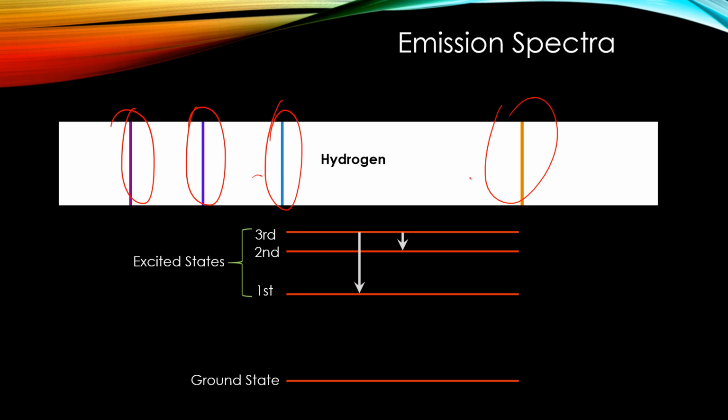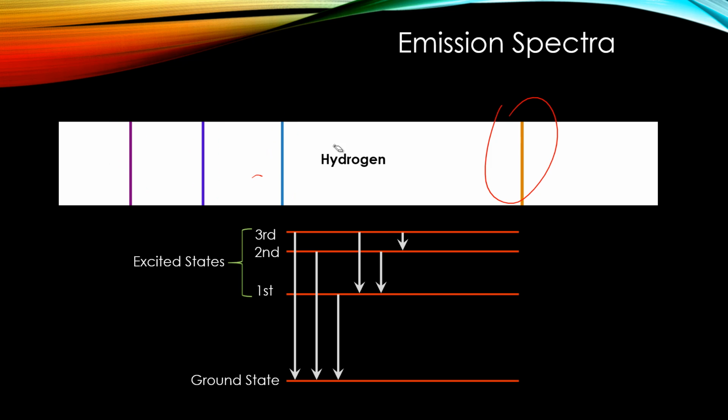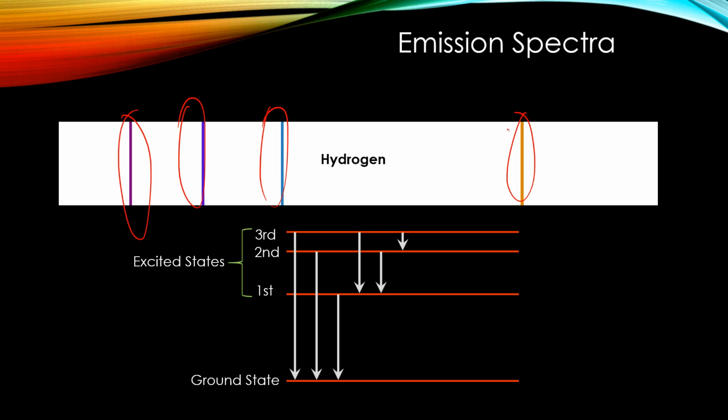So of the different possibilities, 4 of the 6 ones that I'm showing now are probably represented by that one electron in hydrogen, as it emits light. So it can emit light from the third down to the ground, second down to the ground, first down to the ground, or third to first, second to first, or third to second. 4 of those possibilities result in the 4 different wavelengths of light emission for hydrogen.